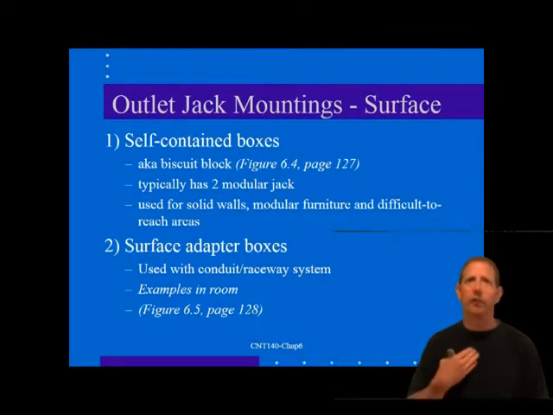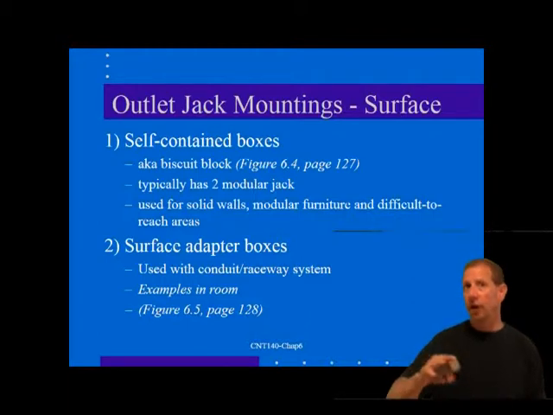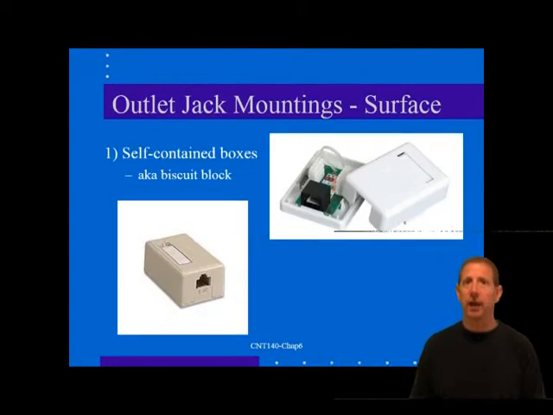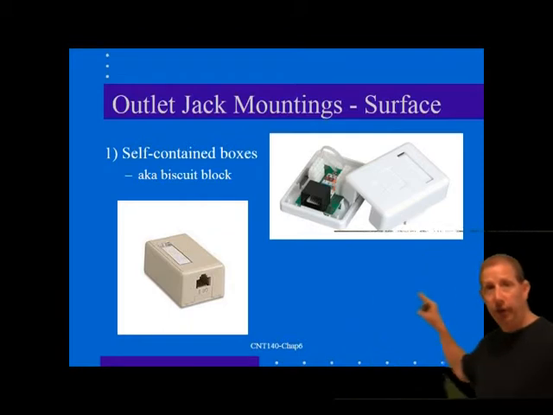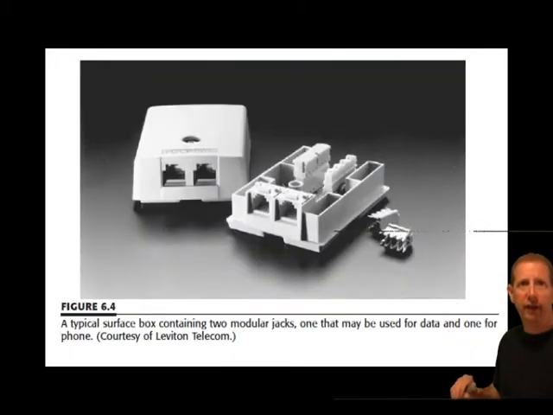The self-contained surface mount outlet contains one or more connector jacks for the type of telecommunications or LAN service that you're installing. These boxes are often called biscuit blocks because of their appearance. A typical surface box, shown here behind me, contains two modular jacks. One may be used for data and one for phone.